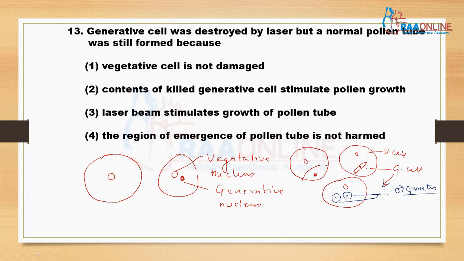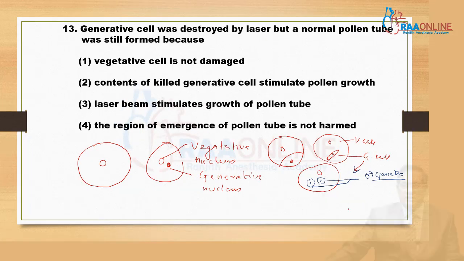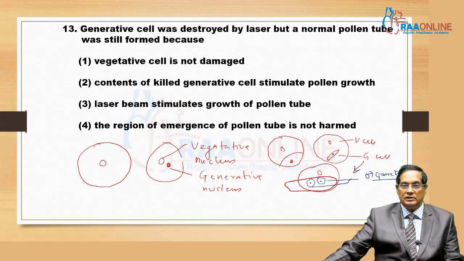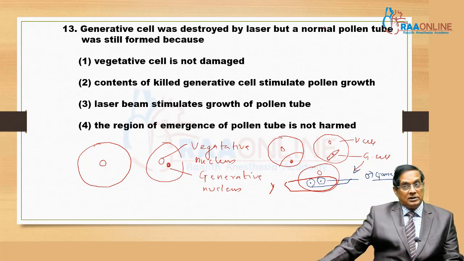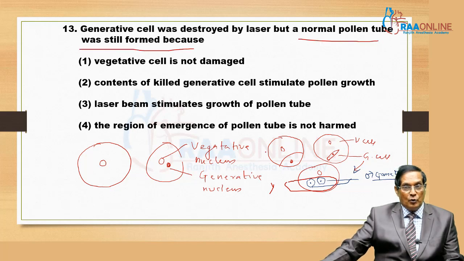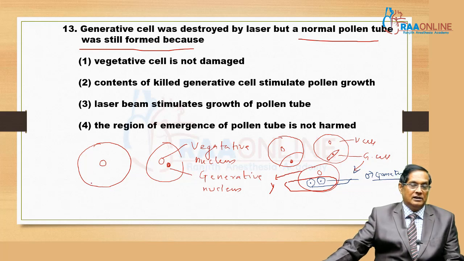So come to the question now. If generative cell was destroyed by laser, then these two gametes will not be formed. But normal pollen tube is still formed. Pollen tube is actually contributed by the vegetative cell. To see the cell, this is vegetative cell.